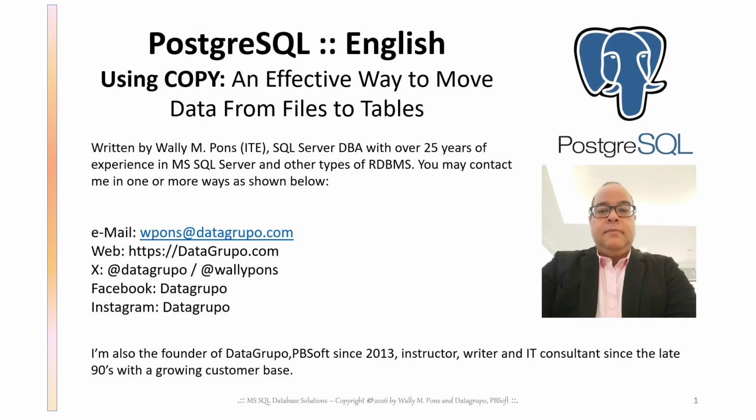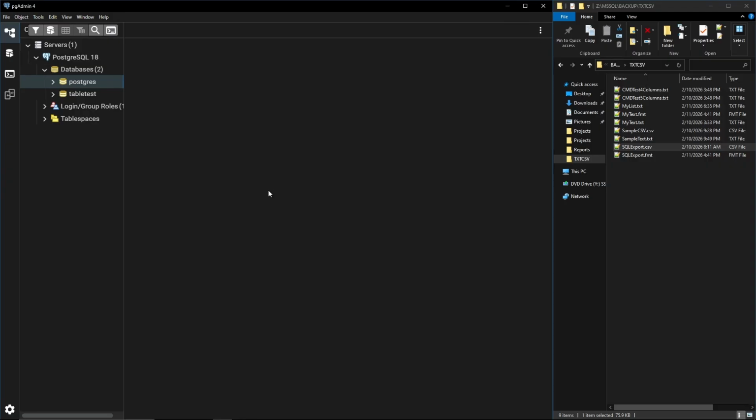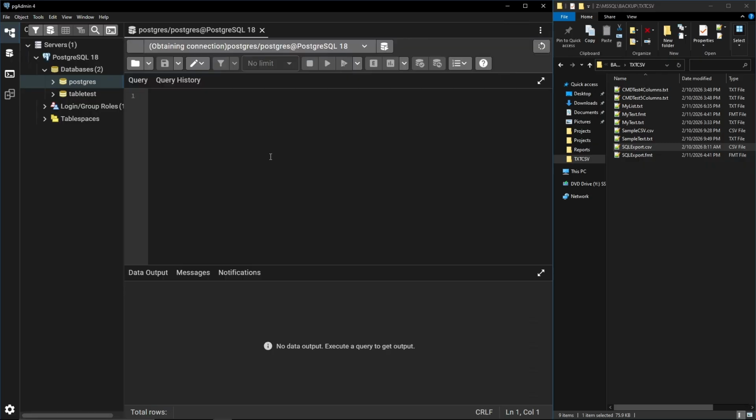In this video, we're going to be using COPY, an effective way to move data from files to tables. COPY is very similar to BULK INSERT from Microsoft SQL Server. Now we're going to prepare the environment using pgAdmin 4 and PostgreSQL 18. Let's proceed and create a new query tool, and we'll paste some of the code that we're going to use.